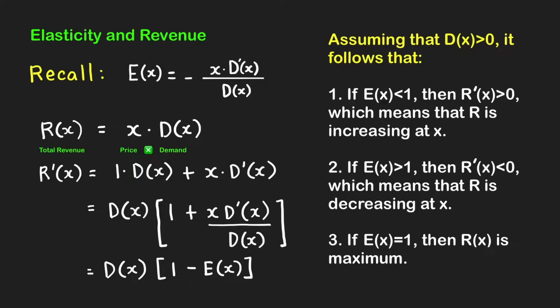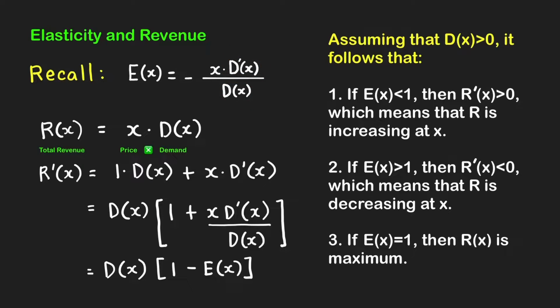Let us first recall the definition of the elasticity of demand, E, at a unit price x. It is given by E of x, which is equal to the negative of x times the derivative of the demand function over the demand function D of x. Now, to see the relationship between revenue and elasticity, we need to look at the derivative of the revenue function.